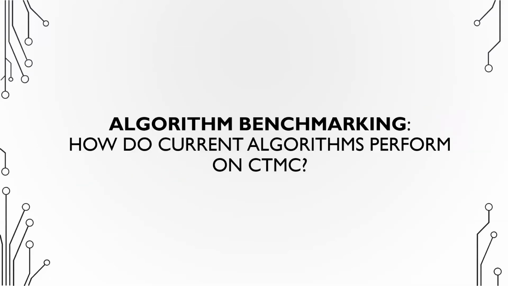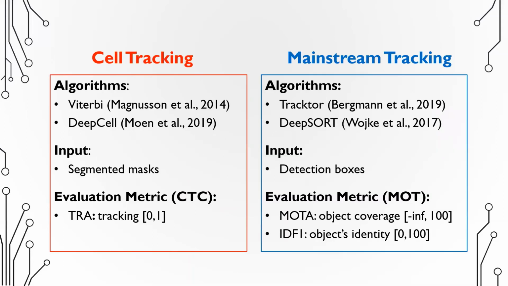That brings us to the final segment, and that is how do current algorithms perform on the CTMC dataset? To answer this question, we benchmarked a total of 4 popular algorithms coming from both cell tracking and mainstream tracking. For cell tracking, we chose the Viterbi and DeepCell algorithms. For mainstream tracking, we picked Tractor and DeepSORT. There are a few differences between these two sets of algorithms. The main difference being that cell tracking algorithms have been trained and tested on cell videos, while the mainstream algorithms have been evaluated on familiar objects such as humans and vehicles.